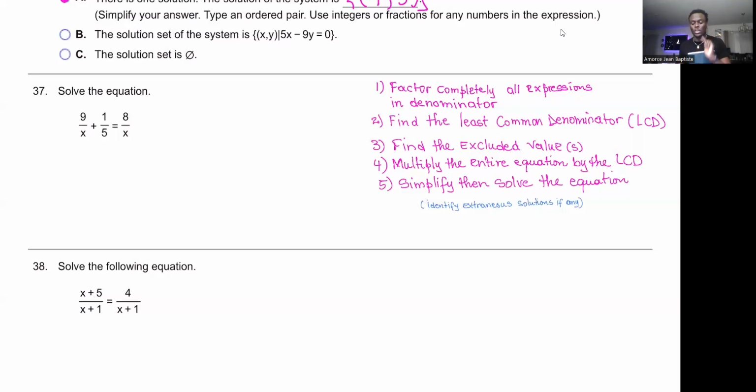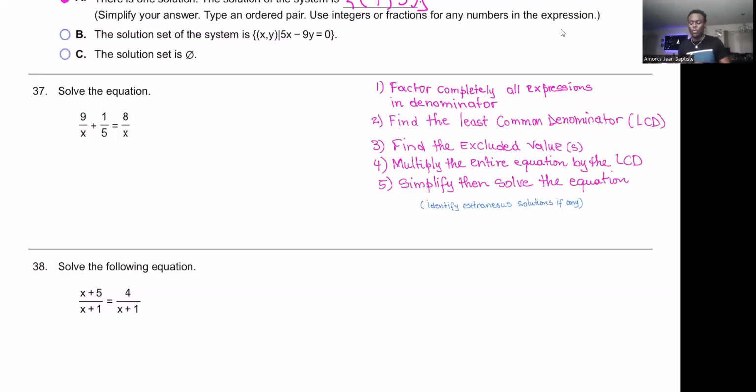Now you move on to step 2, where you find the least common denominator for your equation. That means it's going to be an expression that includes all the factors existing in the denominators, so that when you multiply by it, it cancels every denominator. So you can be left with only an equation without denominators, or denominators that are all 1.